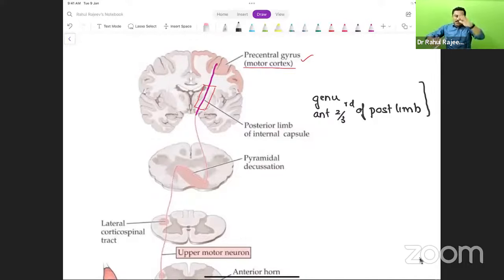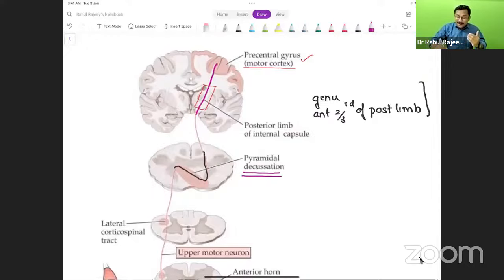So this descends through the same side, through the internal capsule, then goes down to the brainstem. Where does the brainstem start? Midbrain. It goes through the ipsilateral midbrain, ipsilateral pons, ipsilateral medulla, but in the lower part of the medulla, it crosses to the opposite side. What can I call this crossing? I'll call it the pyramidal decussation.